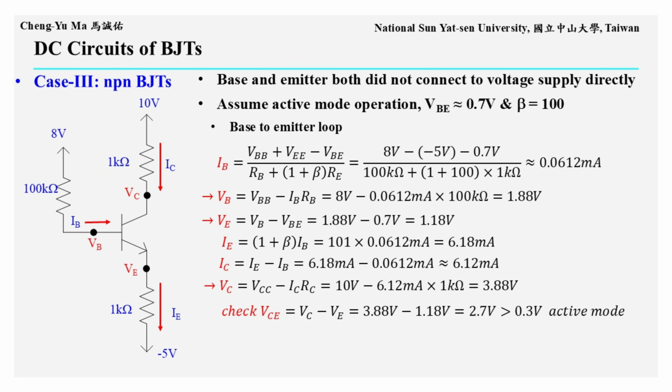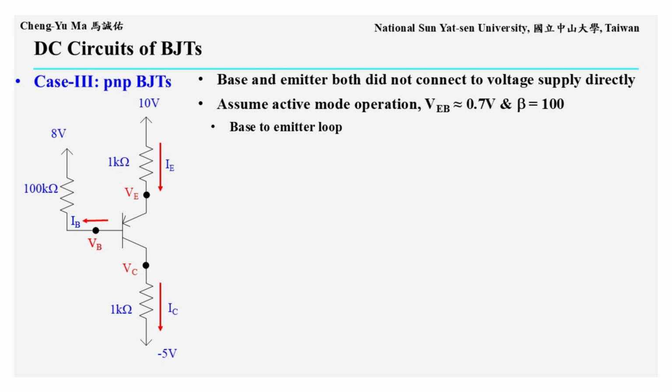IE equals (1 plus beta) times IB, so IE is about 6.18 milliamps. Then IC equals IE minus IB, which is about 6.12 milliamps. From this, VC equals 10 volts minus IC times RC, giving 3.88 volts. Finally, VCE equals VC minus VE, which is 2.7 volts. Since this is greater than 0.3 volts, the active mode assumption is correct.